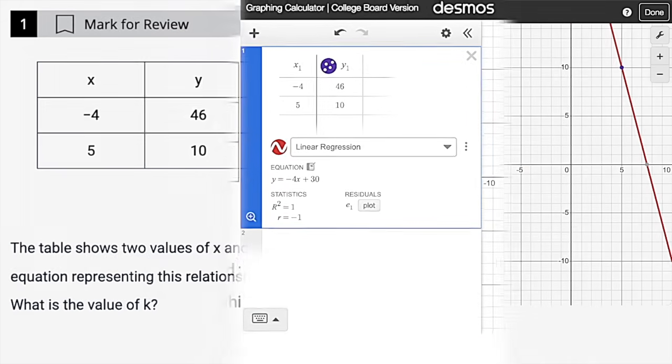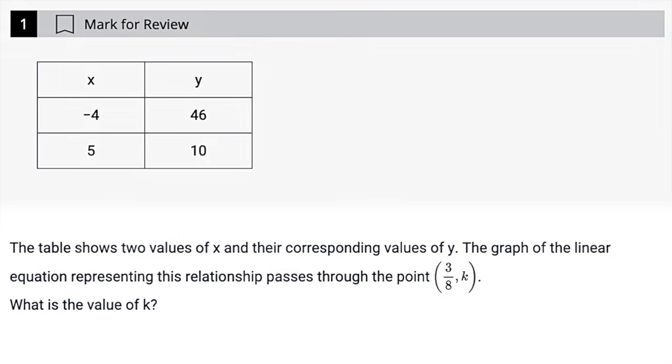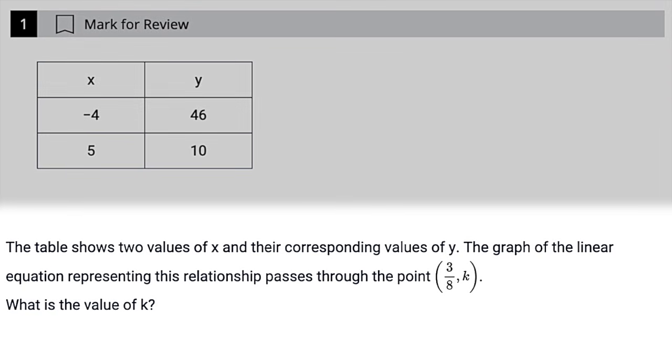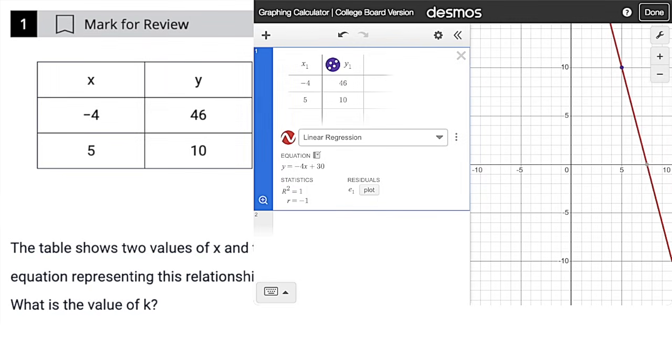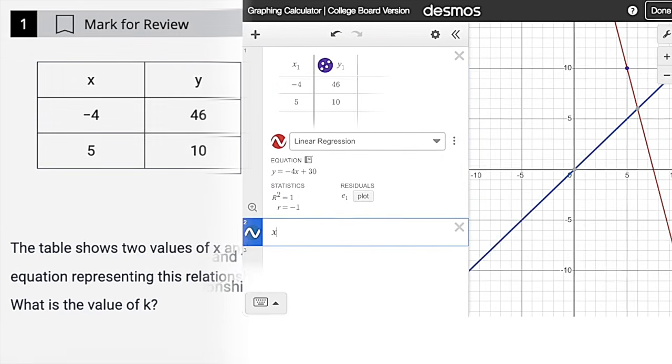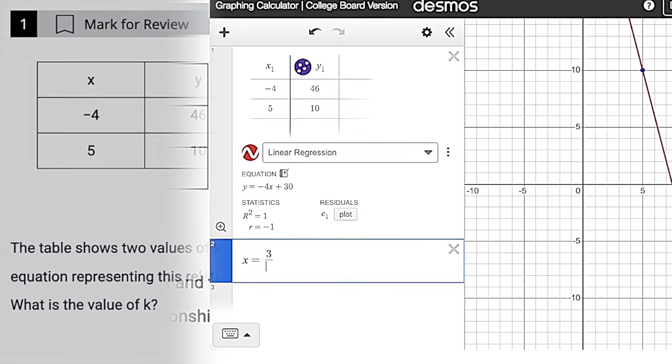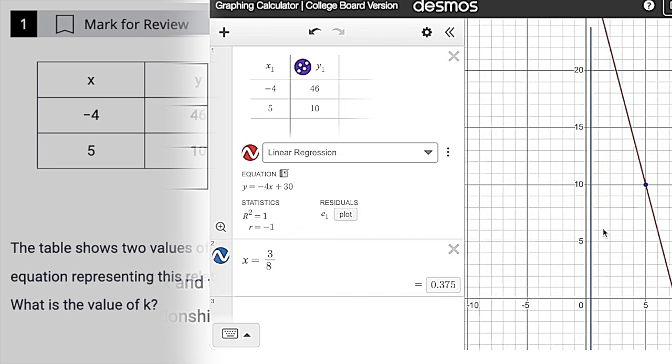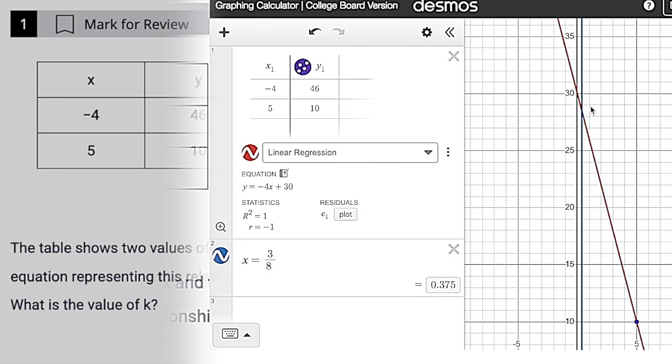Now, importantly, the question is asking us, what's up with k if we have this point 3 over 8, k? So a couple different ways you could go about this. You could say x equals 3 over 8, and then you could find your point of intersection, and your y value is k, so that's going to be your answer. So we know it's 28.5. You could also throw this equation into the line and actually just fill in the blanks.